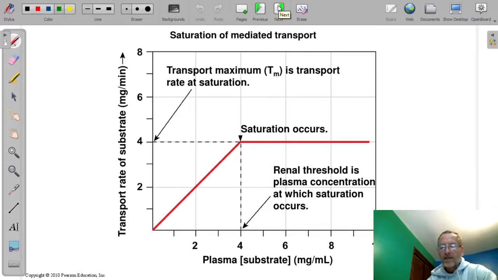And this picture, it's an interesting graph, it's useful. And what we're looking at here is the saturation or the transport maximum of a substance across a membrane.